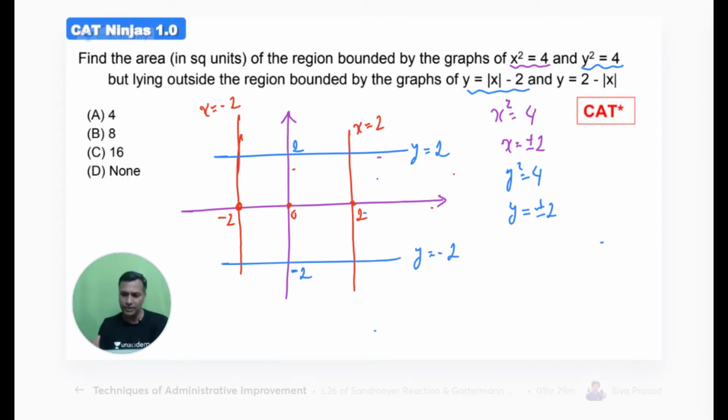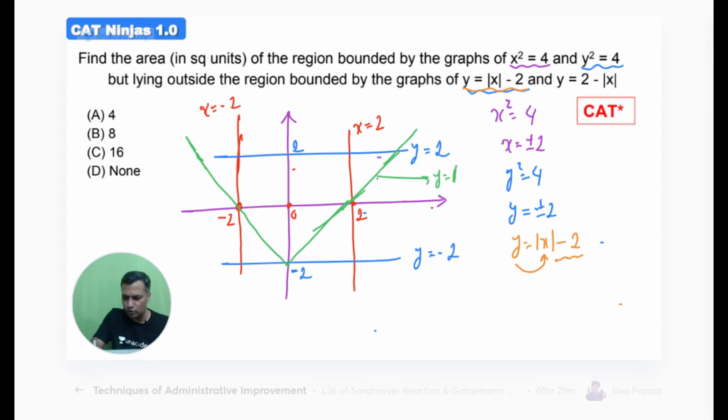All right, coming back to this. Next one. We have y is equal to mod x minus 2. Mod x minus 2 means what? Mod x graph we already know. Mod x minus 2 means a transformation. This transformation is downward. This point goes somewhere like this. This is the graph of y is equal to mod x minus 2.